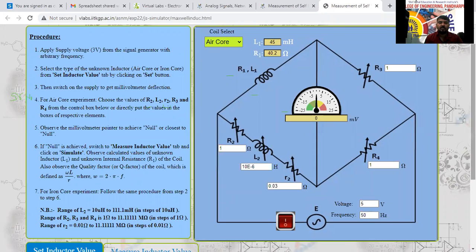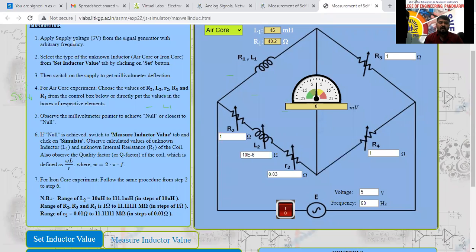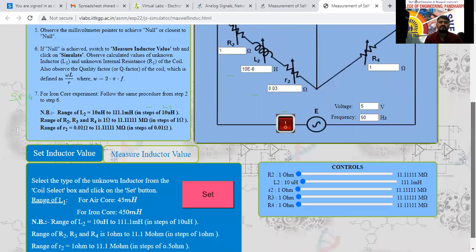Okay. Next, what we have to do? Apply the supply voltage 3 volt from the signal generator with arbitrary frequency. They have told 3 volts, but I have applied 5 volts. Okay. Select the type of unknown inductor, air core or iron core. I have chosen air core here now. From the set inductor value tab, click on the set button.